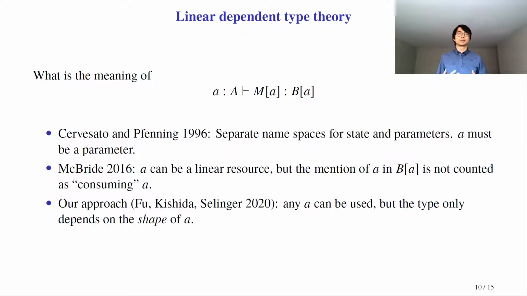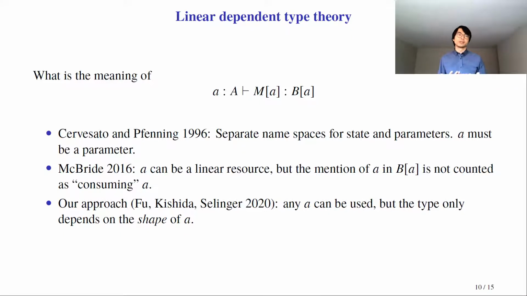But this does not quite make sense in our setting because, for example, the resource A can be a qubit, and it does not make sense to contemplate the value of a qubit during type checking. So our approach to handle this problem is that we are going to allow the term A to be a resource. But when the resource gets mentioned at the type level, we say only the shape of the resource gets used. And the shape of a resource is considered reusable data.